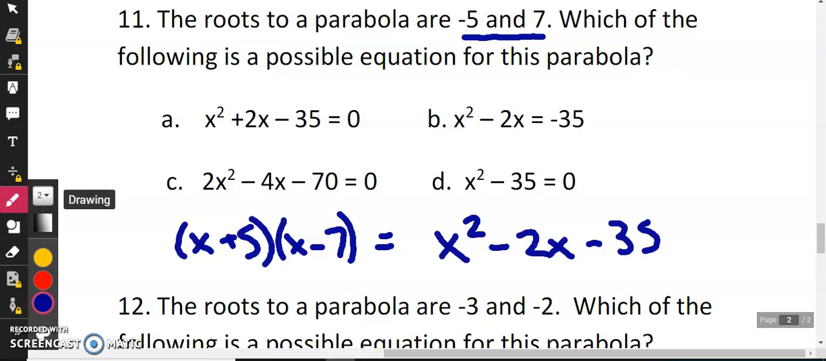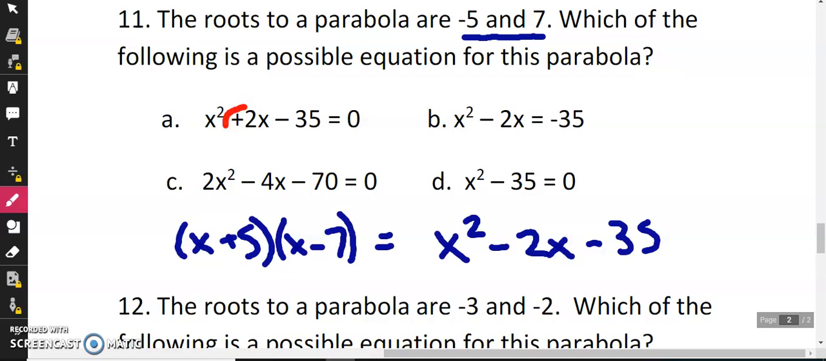So if I'm going through my choices, I notice that choice A doesn't seem to work because the middle term, instead of being minus 2x, is plus 2x. So I know I can take that guy out. When I look at choice D, I notice that the 2x is missing entirely, so that's not going to work. I notice that choice B almost works, except they have the equal sign in between the 2x and the 35, which I know is not what I want. So I'm going to take this guy out.